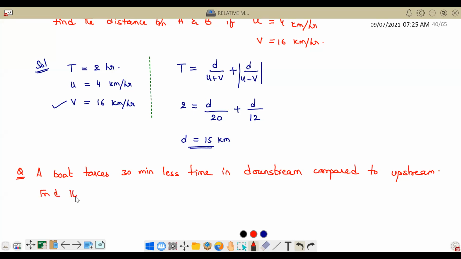Find the distance if the velocity of the river is u equal to 13.5 kilometers per hour and the velocity of the man, or speed of the boat, is 31.5 kilometers per hour.